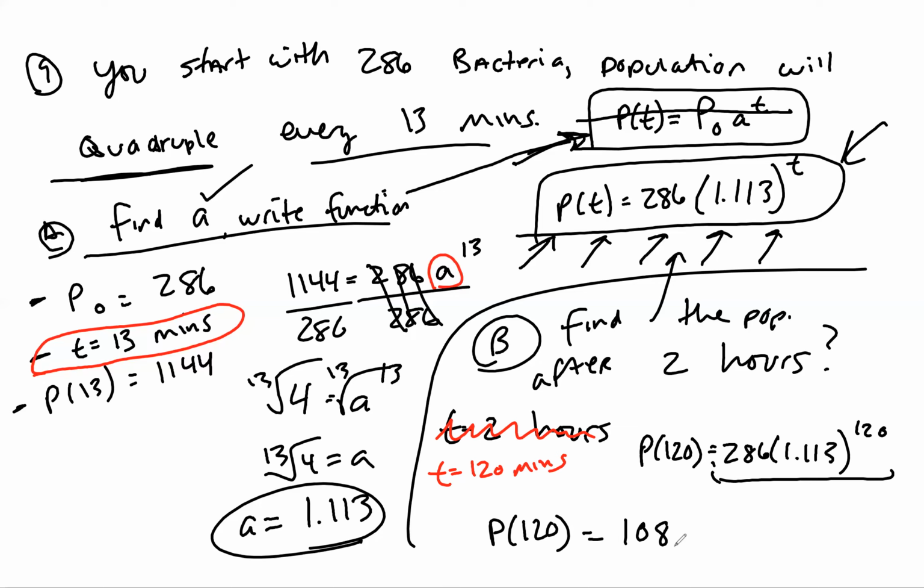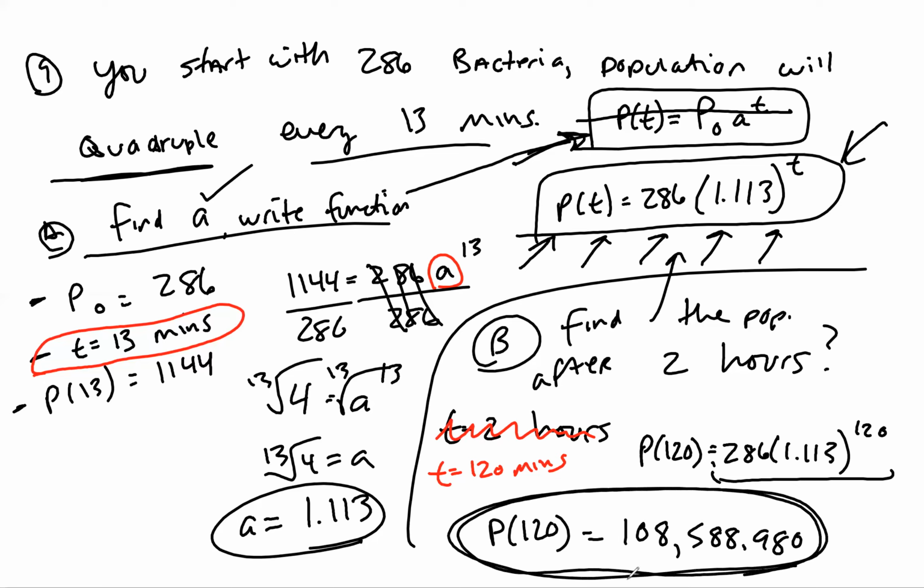And so we're going to have 108,588,980. And so the answer to this problem is 108,588,980 bacteria. And there we have it from start to finish. We're done.